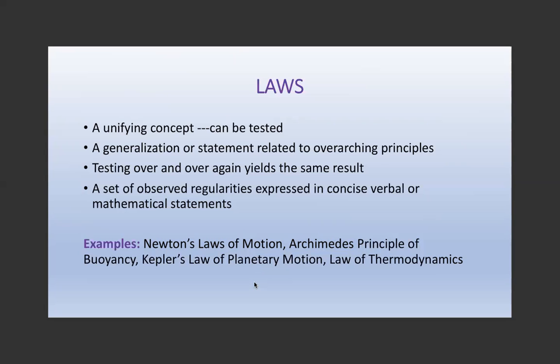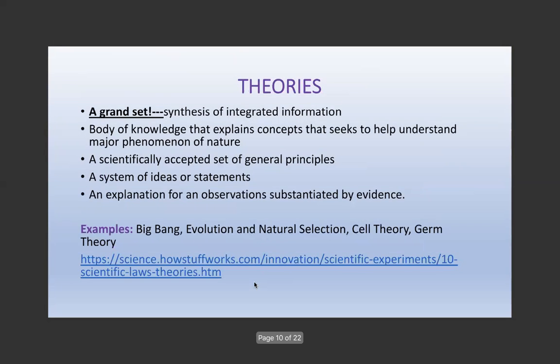And others as well. And then we move into theories, and we call this the grand set. This is a synthesis of integrated information. It is a body of knowledge, a huge, big body of knowledge to help us understand science. And they're general principles. So it's all of these things together, all these ideas and statements that can be substantiated by evidence. It doesn't mean it's a theory like we don't know. It's a theory we do know based on all this information and evidence. And these are some ones such as the Big Bang Theory, evolution and natural selection, huge, big ideas related to science. Cell theory, I think we all know.